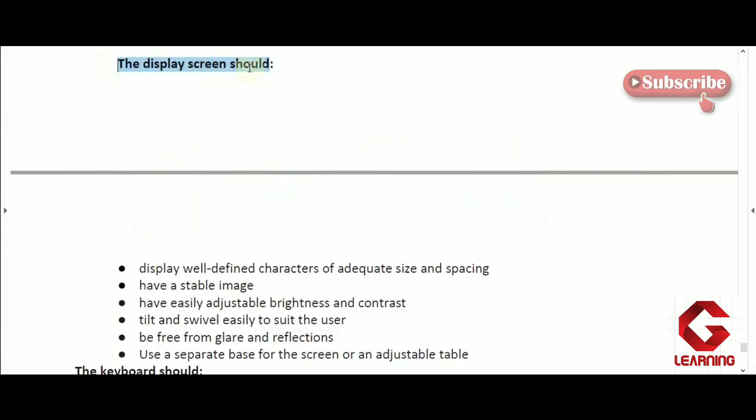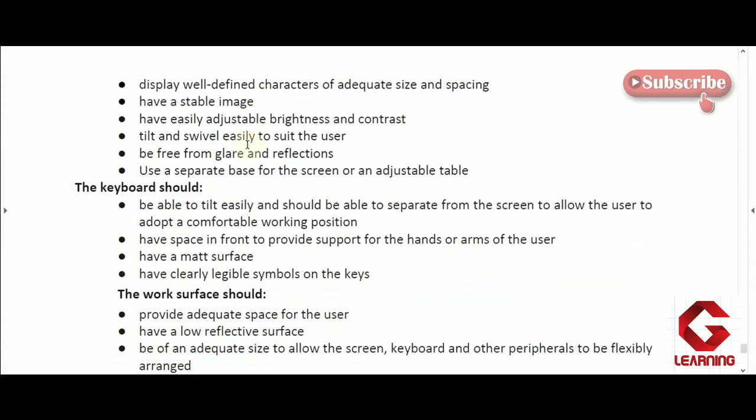Now next one is the display screen should. So how the display screen should be, or when we are talking about IT companies, how the monitor should be, that is explained here. So first one is display well defined characters of adequate size and spacing. So on the screen those characters should be big enough so that user will be able to read them easily.